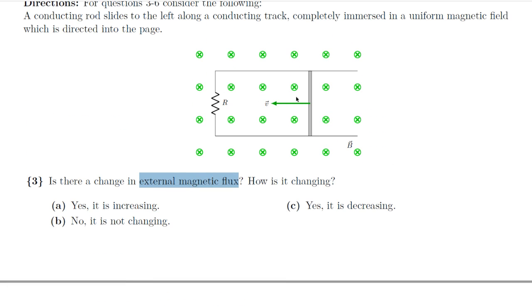In this case, because the rod is sliding to the left, there's an area that is enclosed here, creating this loop with the rod. This area shrinks, decreases in size. So if you have a change in the area, and flux depends upon the area as well as a couple other factors, then you should know that there is a change in external magnetic flux. How is it changing? Well, the area is shrinking, so yes, it's decreasing. Everybody see that?